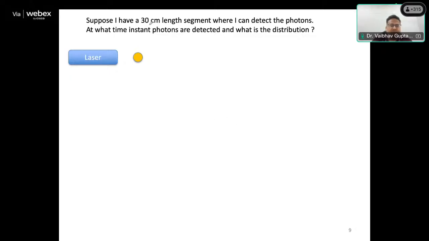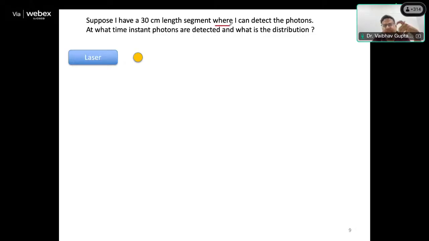So now suppose I have a 30 centimeter length, right? This is what we are using. And the question is where I can detect the photons out of this 30 centimeter. So out of this 30 centimeter, let's say I have 4 photons, so they are here, here, here, and here, or they are maybe equally distributed, 1 2 3 4. So where means we are talking now about the location of these photons within that line segment.